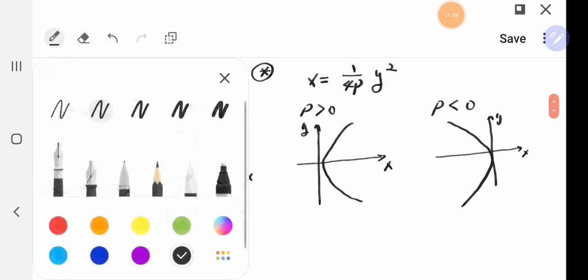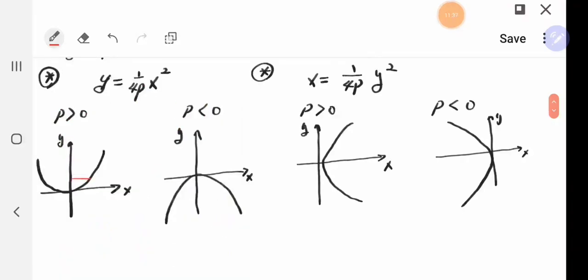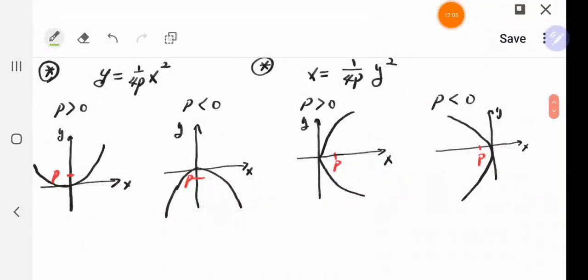Okay, so from this we can say that if it opens upward, then the p value should be inside the curve. So this is the vertex, so this will be the p value. For this, inside the parabola will be the p value, the focus. So this will be minus p, right? Negative p. And this will be positive p, and this will be negative p. So we can find the focus. So focus is the same as the value of p. And then the directrix is in the other direction, the same distance from the vertex.